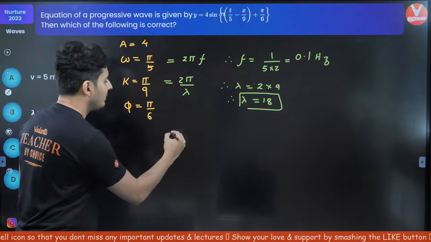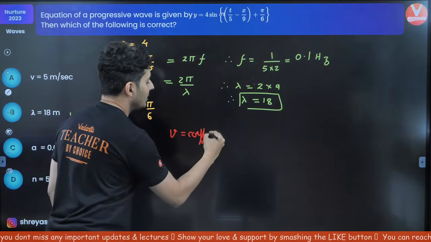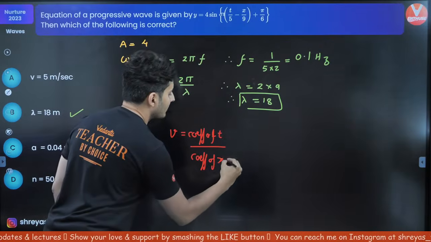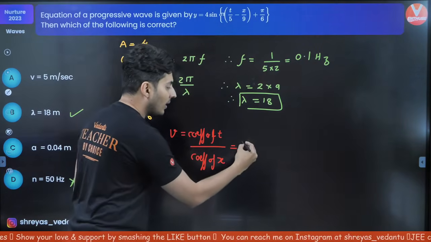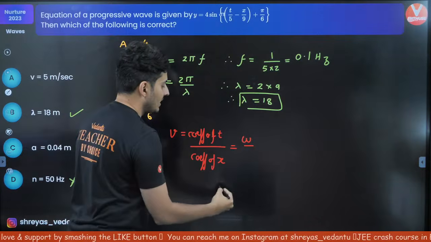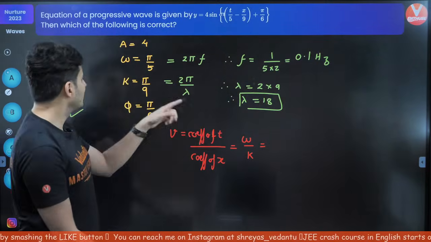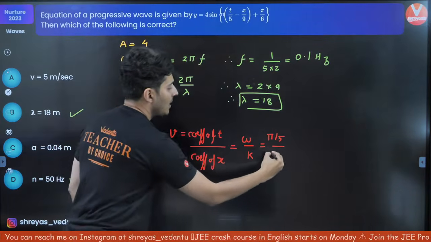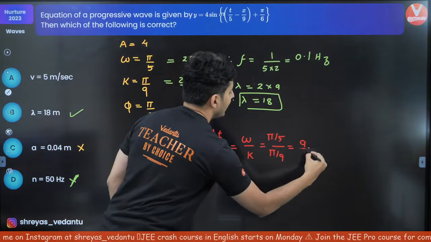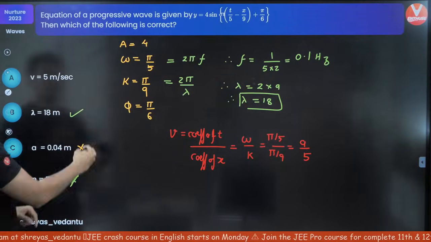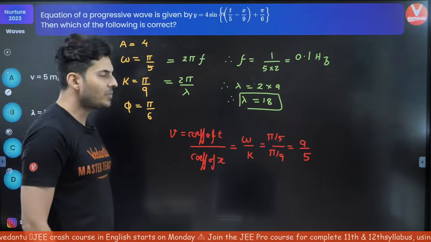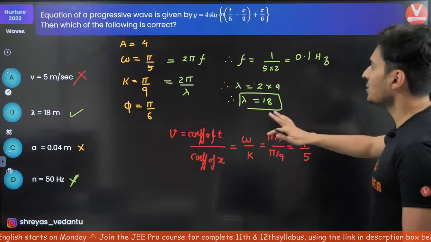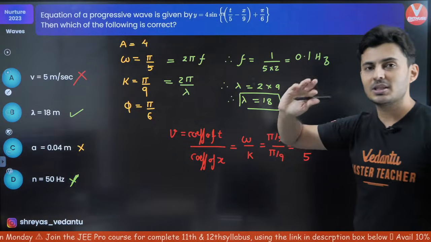We can get to that. It's not that difficult. Remember, V was always the coefficient of the t term upon the coefficient of the x term. Here the coefficient of t is always omega, and the coefficient of x is k. So it is omega by k. Just divide omega by k, and you will get the answer. So π/5 divided by π/9 gives 9 by 5. So 9 by 5 is definitely not 5. So this is wrong, and only option B is correct. Yes, option B is correct. Got it? This is how you can solve questions based on wave equation. Trust me, the questions are actually very simple.